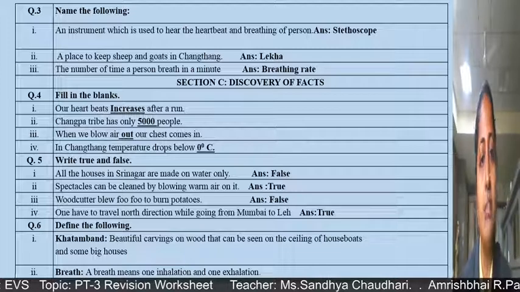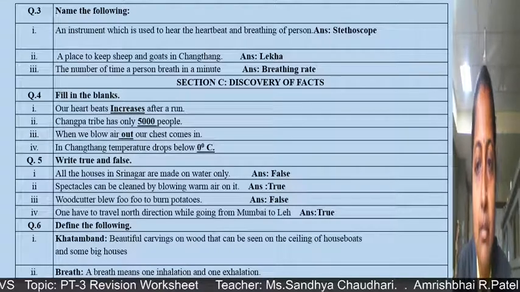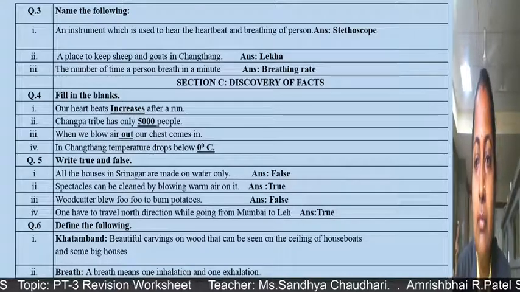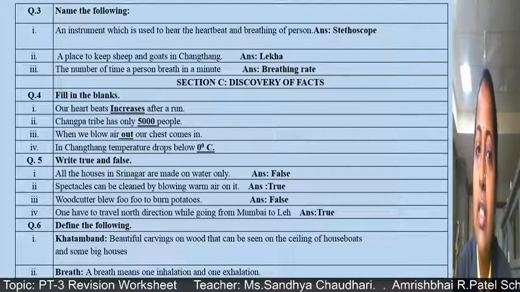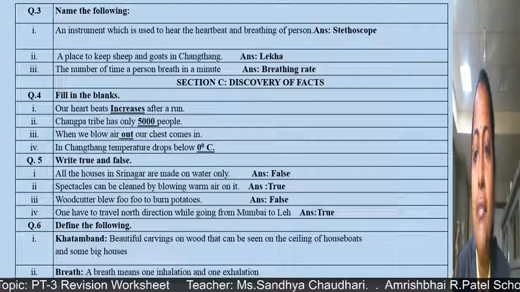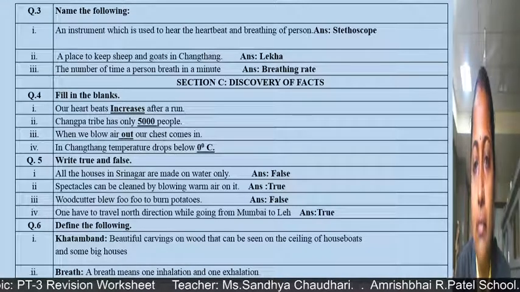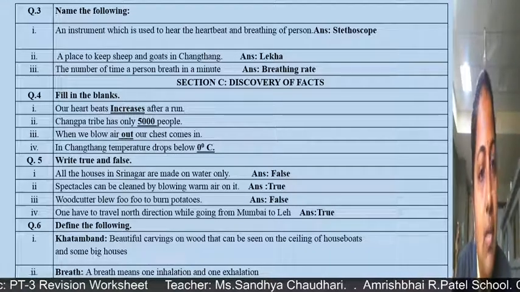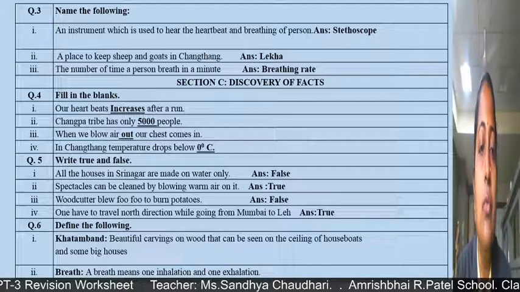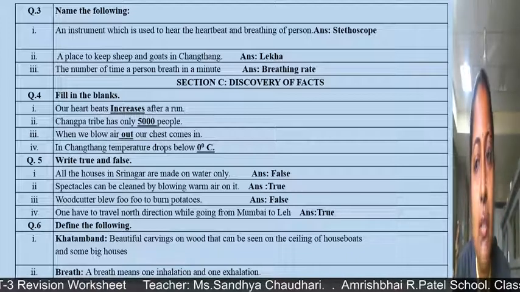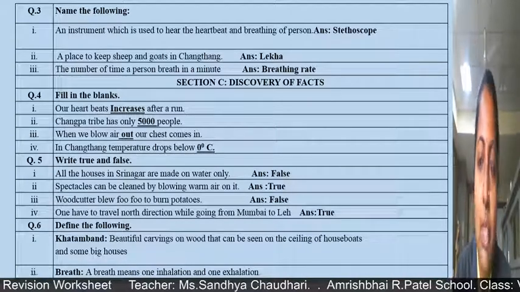Then question number 5, write true or false is there. So 4 questions are there. You are expected to write the answer in full word. For example, first, all the houses in Srinagar are made on water only, so it is false. So write question number 5, 1, answer F-A-L-S-E, false. Write the spelling. Don't write only T and only F. Second question, spectacles can be cleaned by blowing warm air onto them, so it is true. Third, woodcutter blew foo-foo to burn potatoes, so it is false. Fourth, one had to travel in the north direction while going from Mumbai to Leh, so it is true.